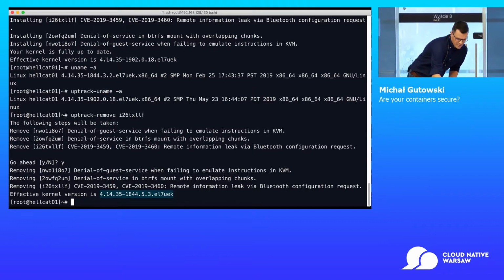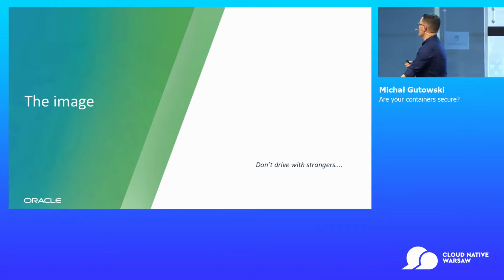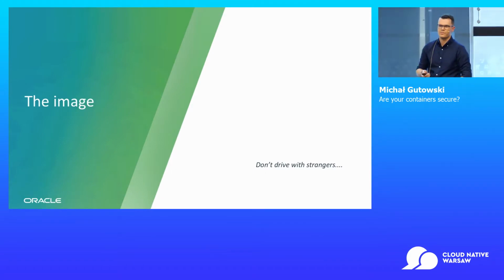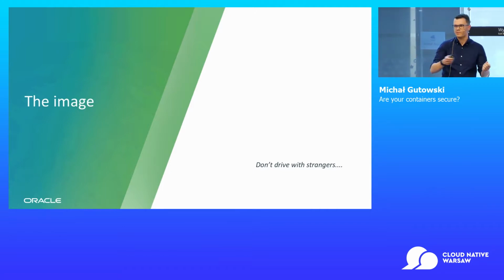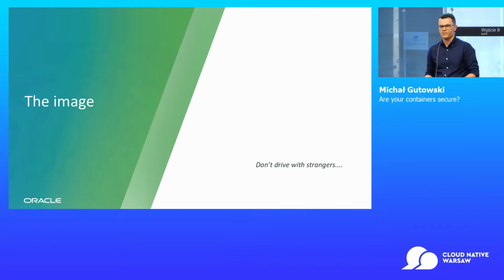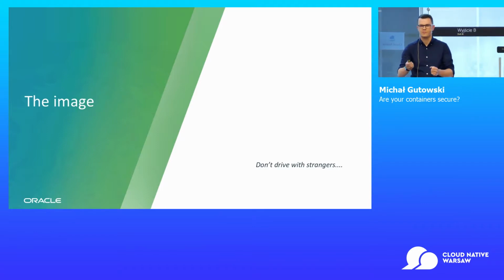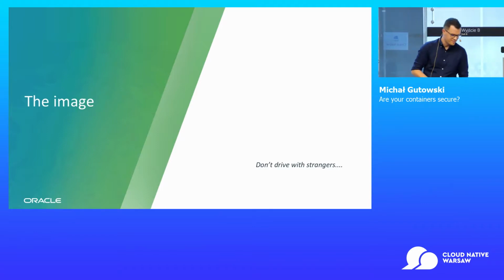So let's go back to the slides. The next thing I wanted to talk about is the image. So remember, like people used to say, don't drive with strangers, but that was before Uber, right? Now you're ordering Uber and you're just getting to a random car with random people from random countries. Most of them are like autonomous drivers, they don't talk. So don't drive with strangers.